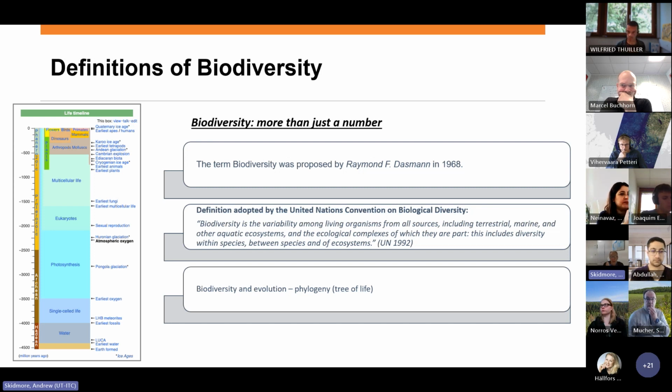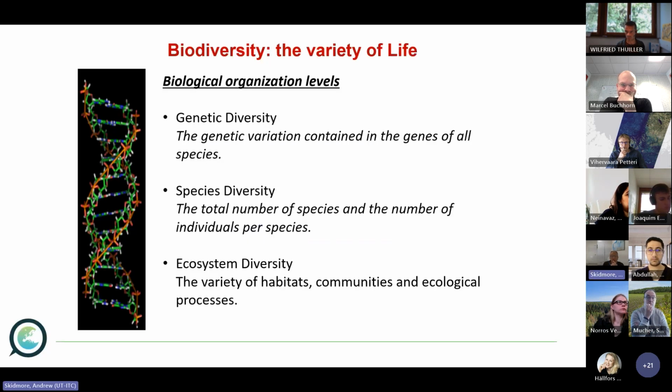Since then, of course, we've recognized that there's quite an important genetic or phylogenetic component in biodiversity, and so that's been added in the form of essentially genetics. Nowadays, biodiversity is being recognized at 3 levels: genetic diversity, which is the genetic variation contained in the genes of all species; species diversity, which is the number of species and the number of individuals per species; and then ecosystem diversity, the variety of habitats, communities, and ecological processes.